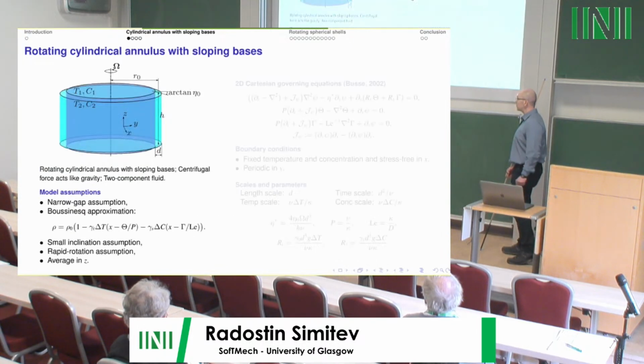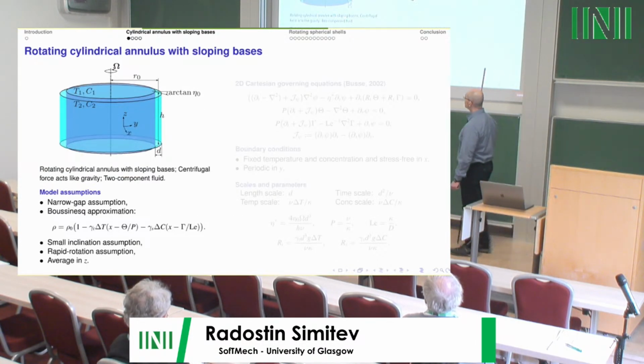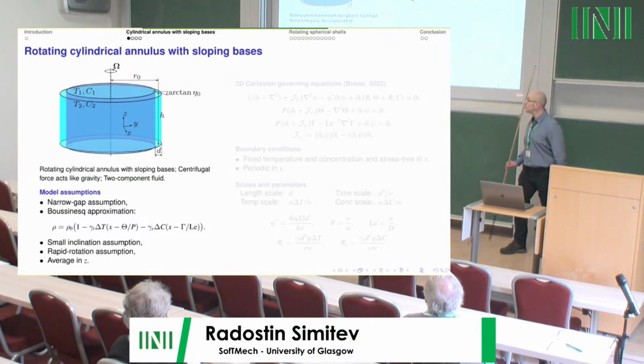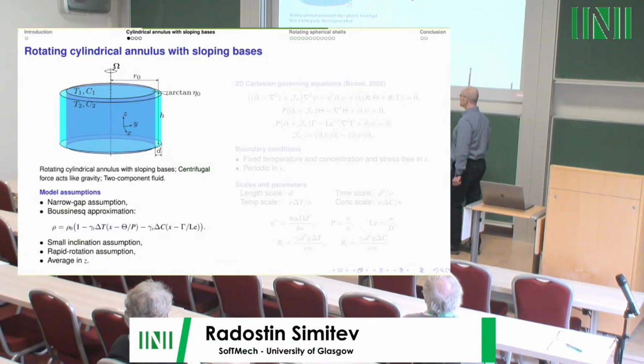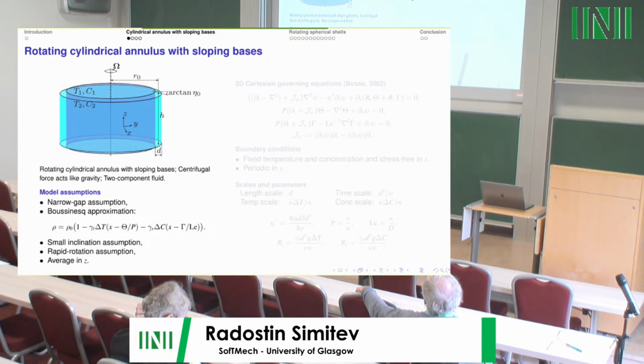And we will map the thermo-compositional regime boundaries by considering first a very simple model, the model of a rotating cylindrical annulus with sloping bases that I'm sure we are familiar with. In here, the centrifugal force acts like gravity, just in the opposite direction. And the modification that we make is to consider a two-component fluid.